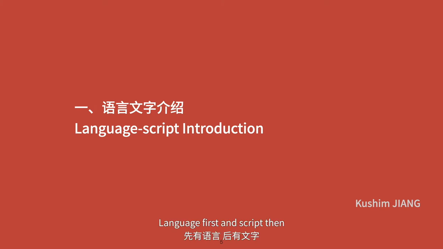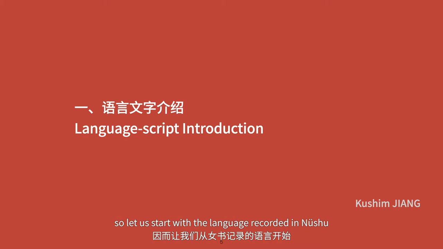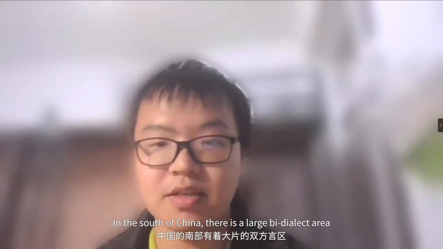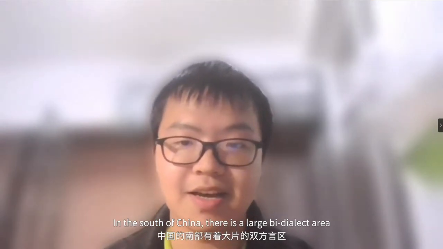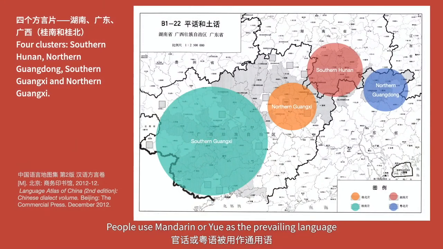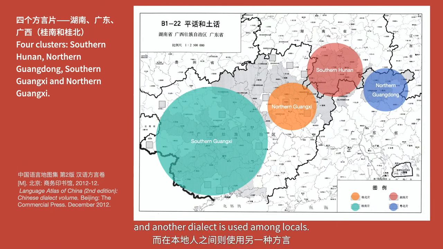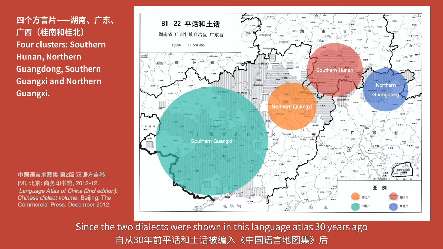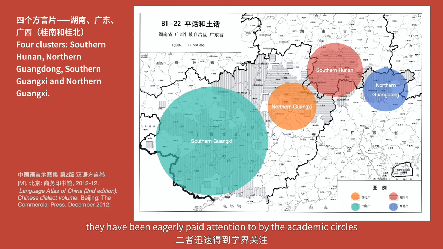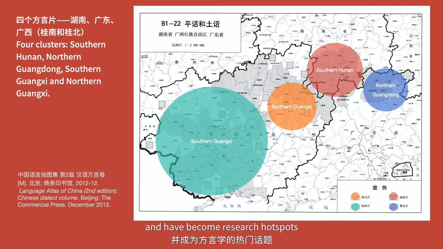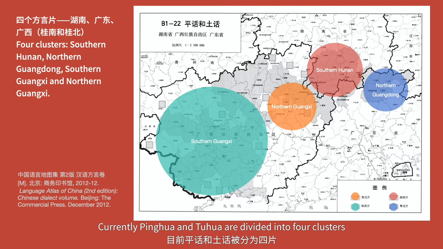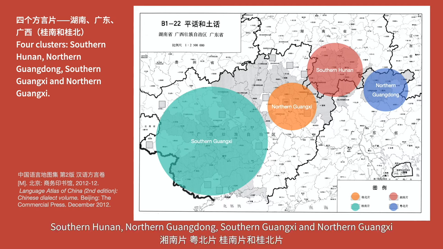Language first and the script then. So let us start with the language recorded in Nüshu. In the south of China, there is a large bi-dialect area. People use Mandarin or Yue as the prevailing language, and another dialect is used among locals. Since the two dialects were shown in this language atlas 30 years ago, they have been eagerly paid attention to by academic circles and have been research hotspots. Currently, Pinghua and Tuhua are divided into four clusters: Southern Hunan, Northern Guangdong, Southern Guangxi, and Northern Guangxi.